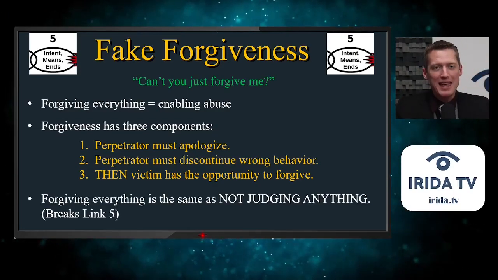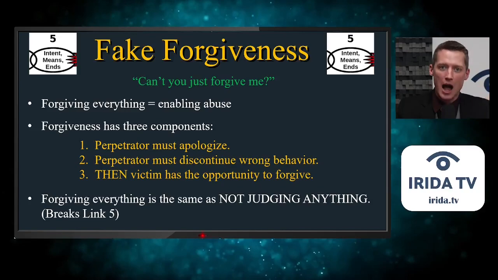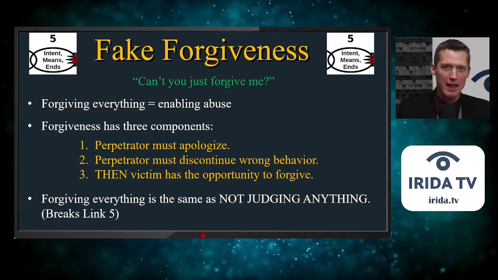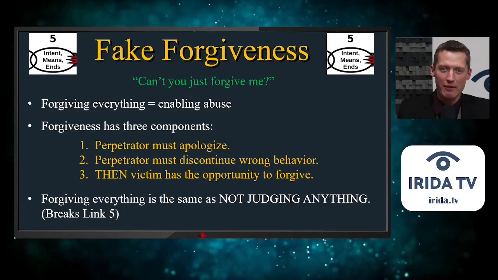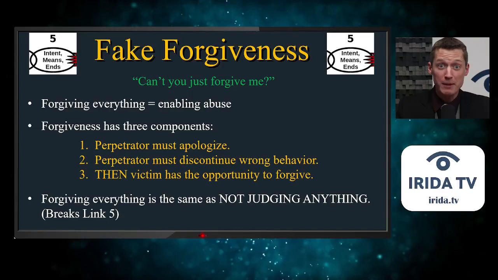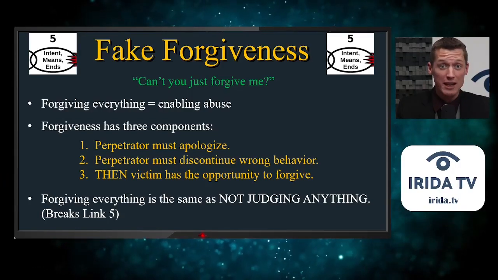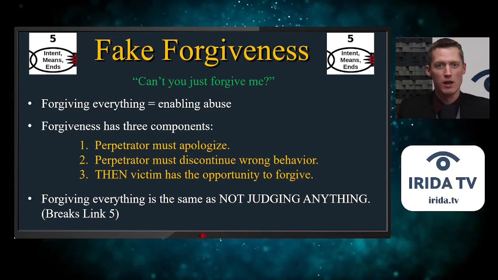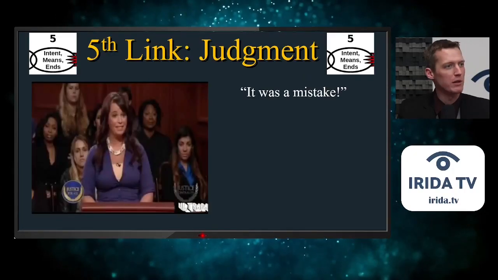There's 2 sides to this, right? Forgiving everything is exactly the same as not judging anything. And as we pointed out and showed, that breaks link 5, and it's a 3-2 slip. Can't you just forgive me when I don't apologize and I don't change my behavior? Well, don't judge me is what that means, which is breaking link 5, which is a 3-2 slip.